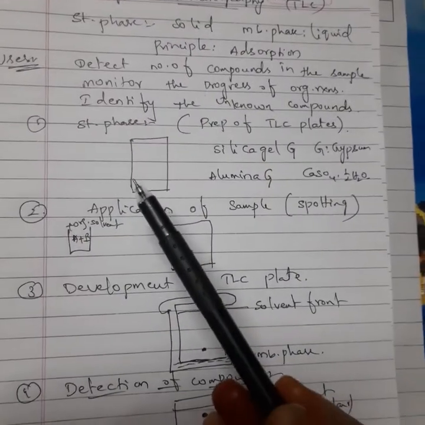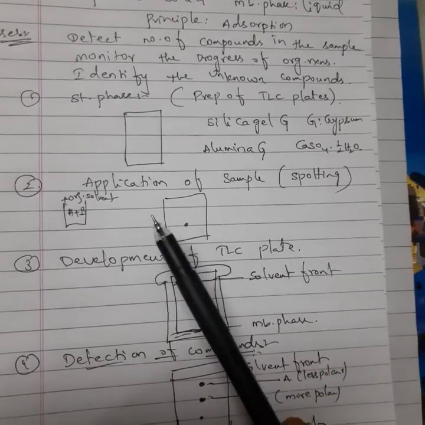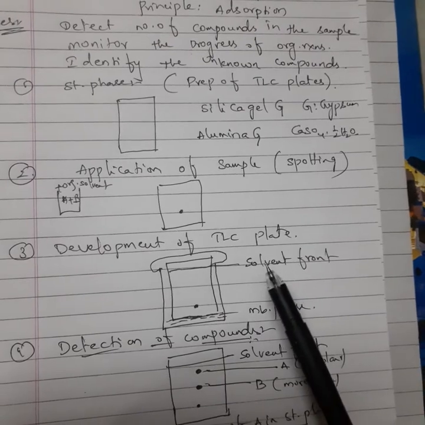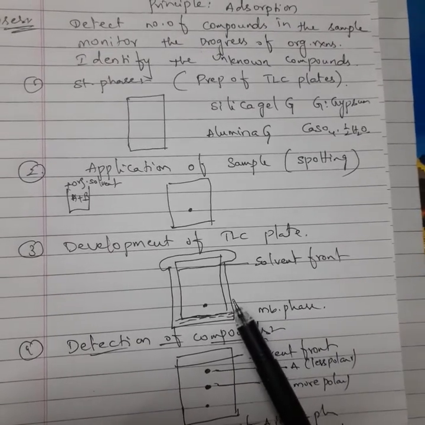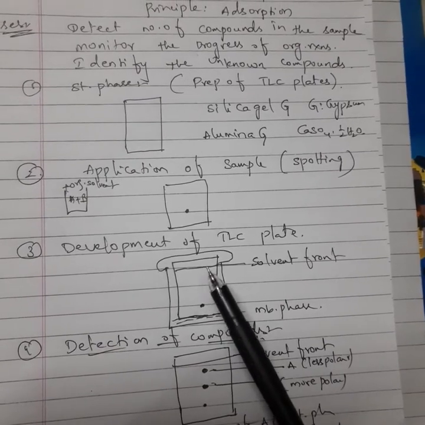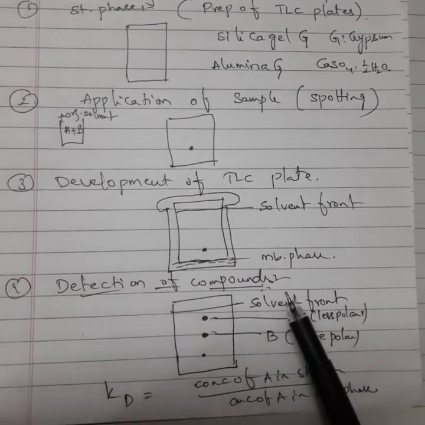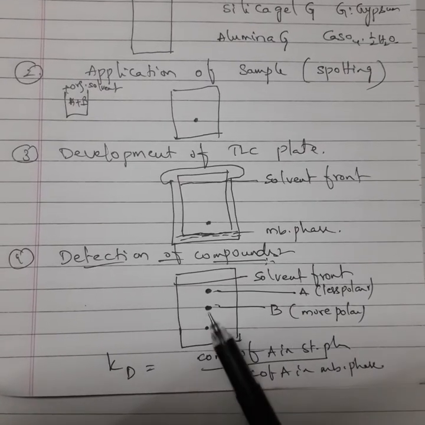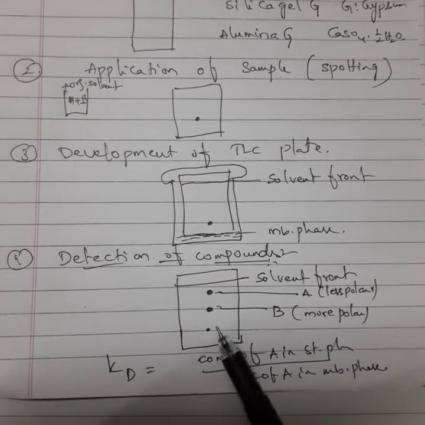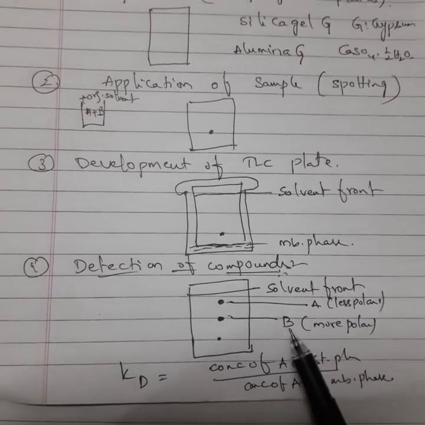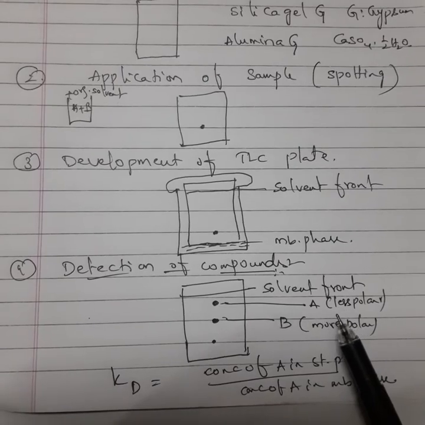So there are 4 steps. One is the stationary phase, that is preparation of TLC plates, and application of sample, which we call spotting, and development of TLC plates. In the TLC chamber we place that plate and see how the level is rising, and then detection of the compounds. If those are colorless compounds, we place the plate in the iodine chamber for some time so that the colors appear. By using that we say this is the more polar compound and this is the less polar compound.